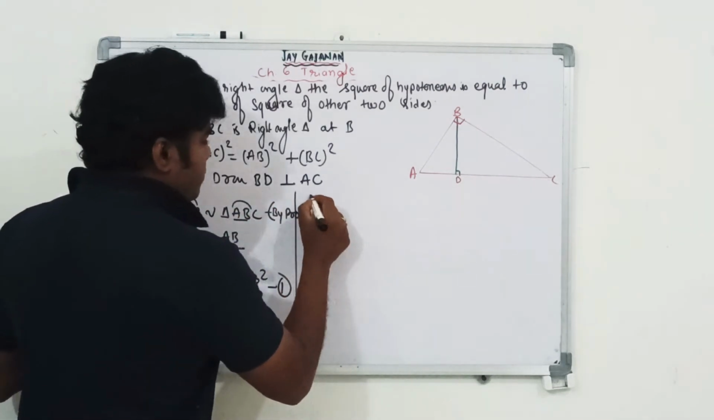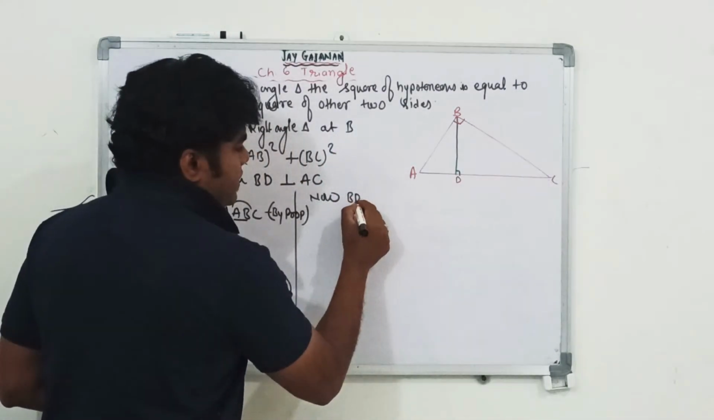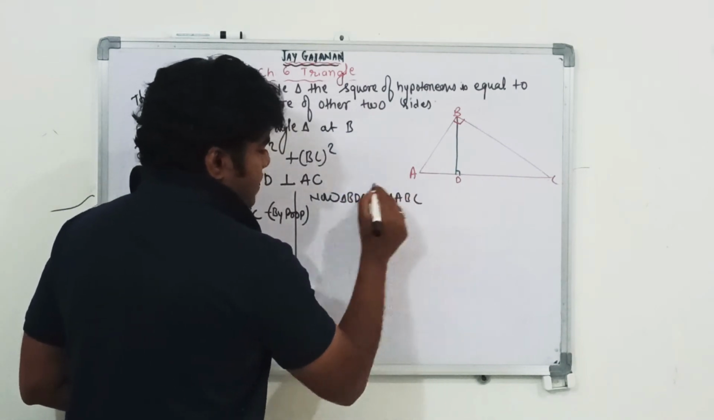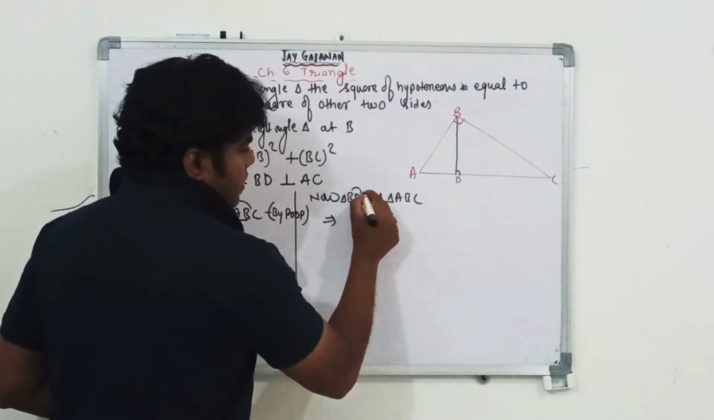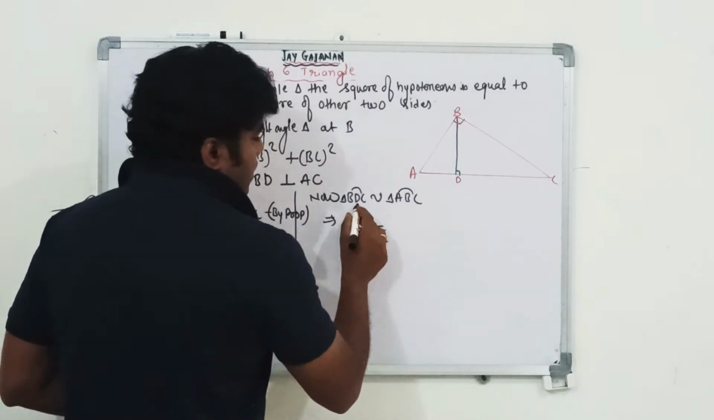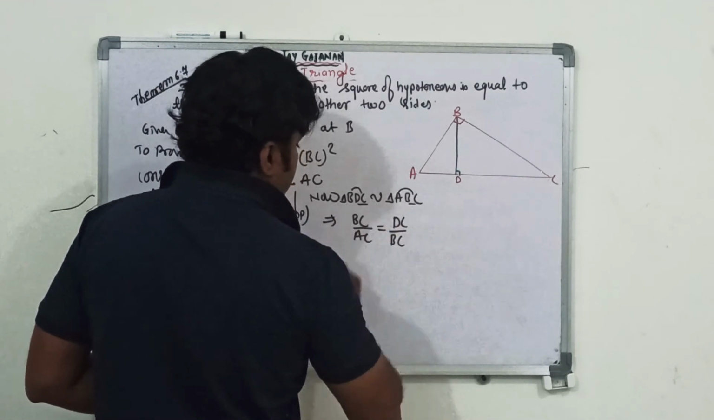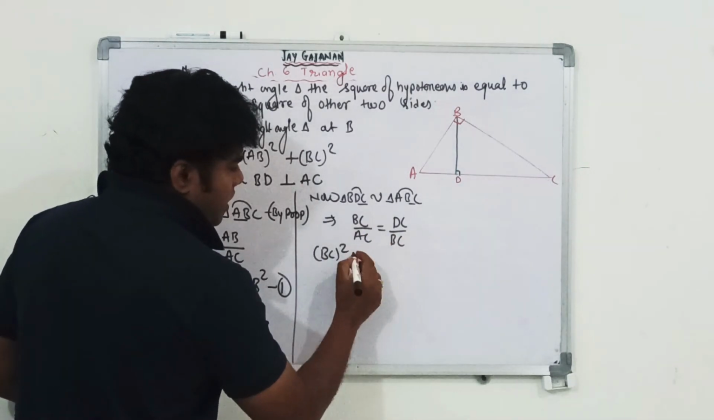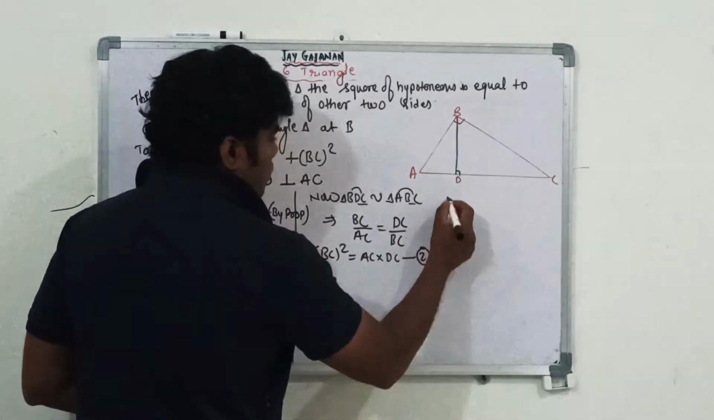Now we'll go to the other triangle, that is BDC. Triangle BDC is similar to triangle ABC, correct? Which implies BC upon AC is equal to DC upon BC. If we solve this, by cross multiplying, that will become BC square is equal to AC into DC. This will be equation number 2.